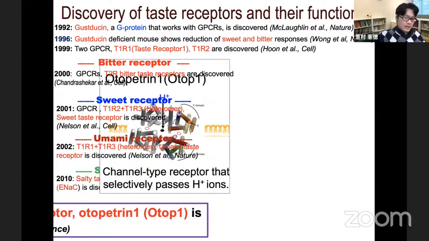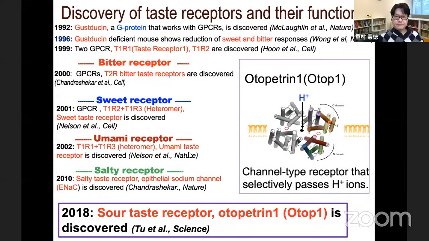Lastly, regarding the sour taste receptor, its identification was very difficult because there was no molecule modifying sour taste, unlike gustducin for bitter or sweet receptors or amiloride for ENaC. However, in 2018, finally, otopetrin-1 was discovered as a sour receptor by a comprehensive analysis of gene expression in type 3 sour responsive cells.